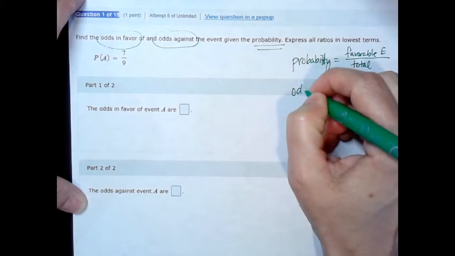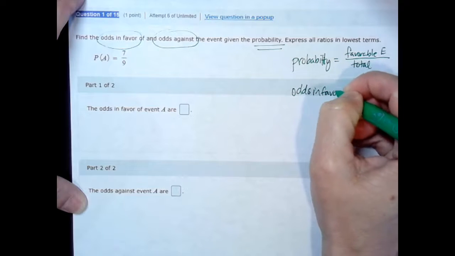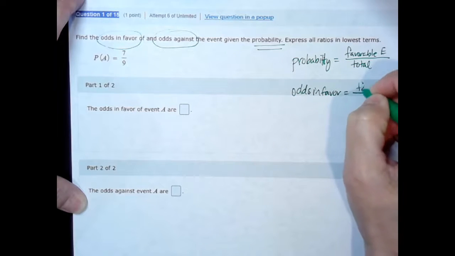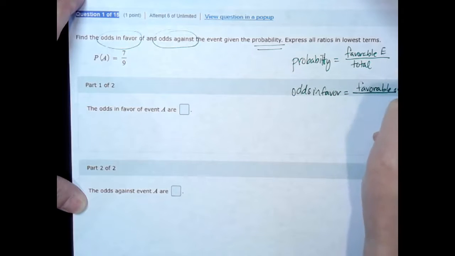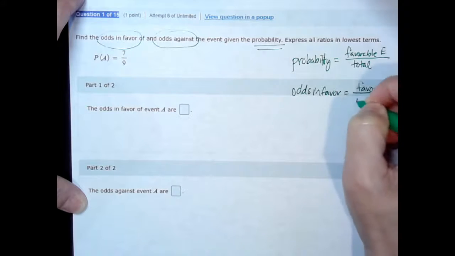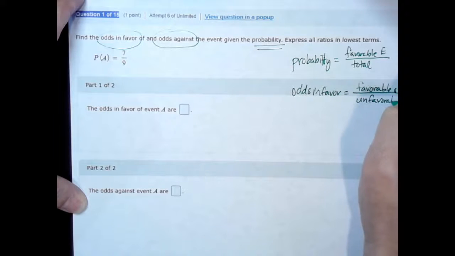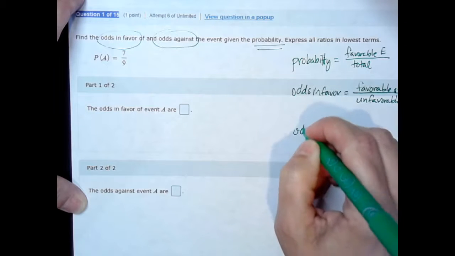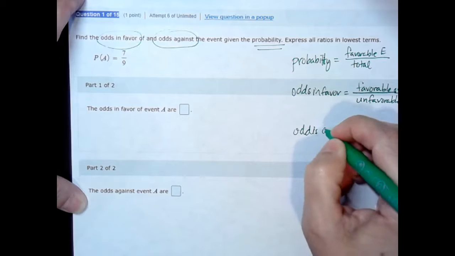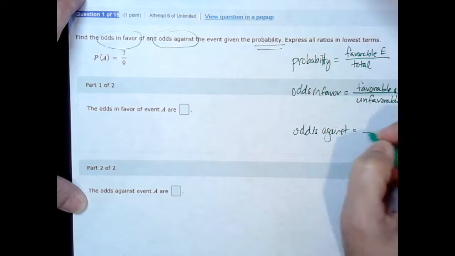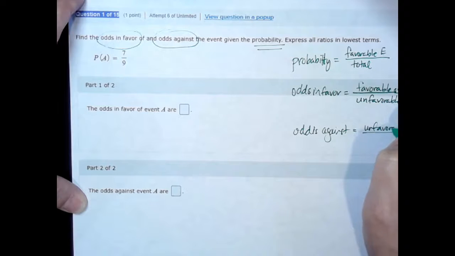So odds in favor, your ratio is going to be your favorable outcomes over your unfavorable outcomes. And I'll explain that in just a minute, okay? And then your odds against is just the reverse of that. So the unfavorable outcomes go on top and the favorable outcomes are on the bottom. Okay, so what does that mean?